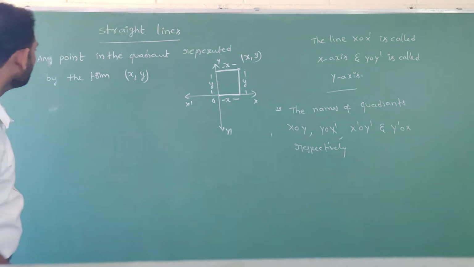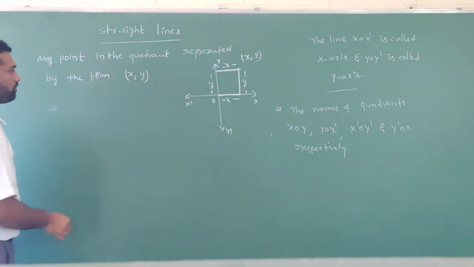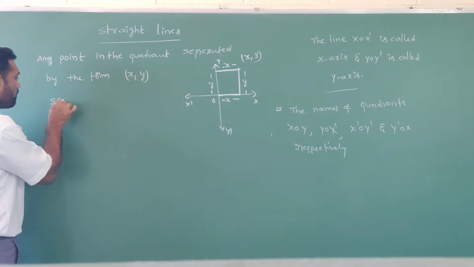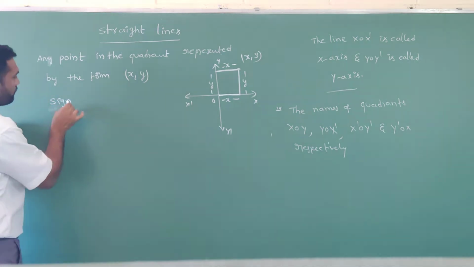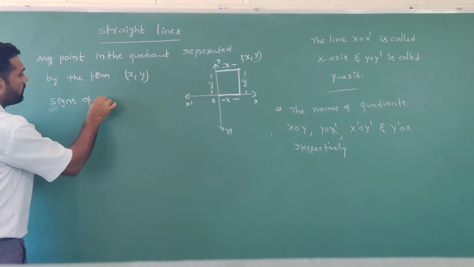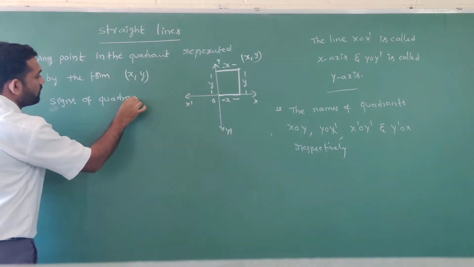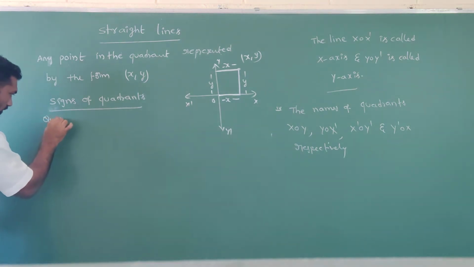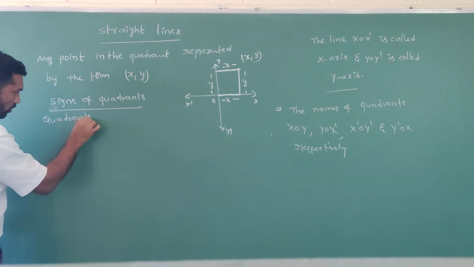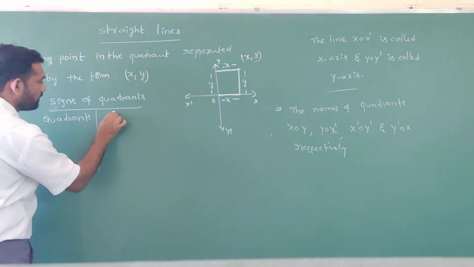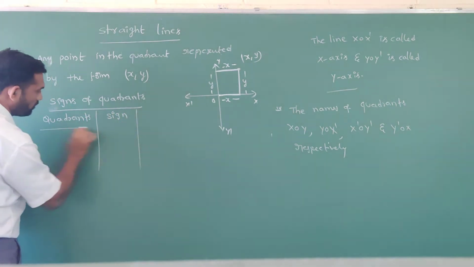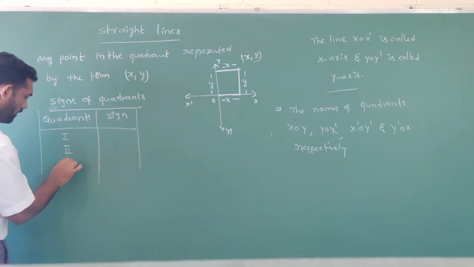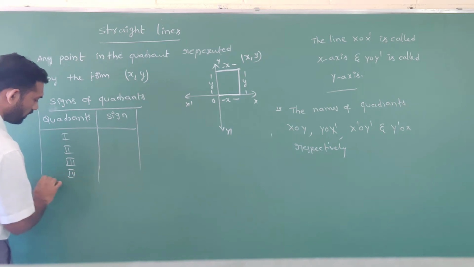Next, signs of quadrants. A small table: quadrants and signs. First quadrant, second quadrant, third quadrant and fourth quadrant.